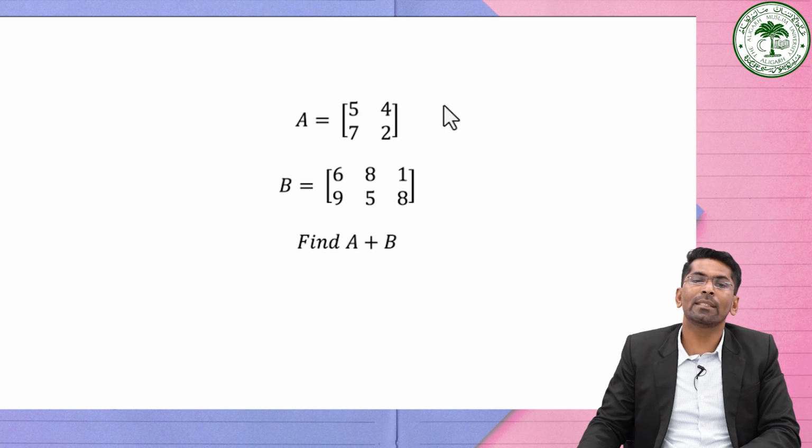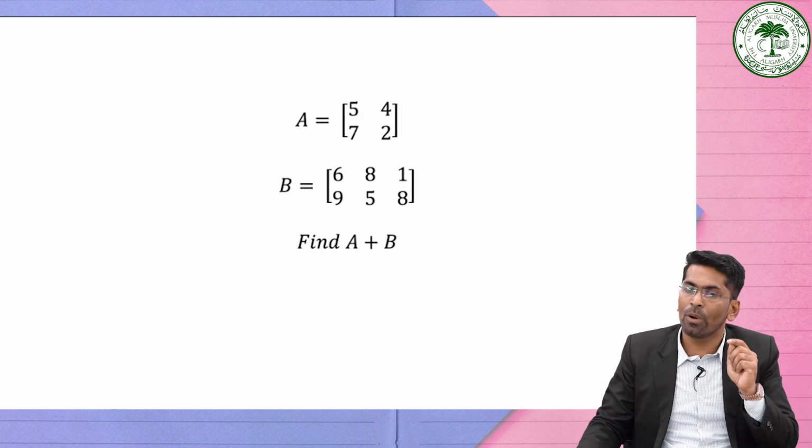No. In this case, matrix A has dimension of 2 by 2. That is, we have 2 rows and 2 columns. And matrix B is a 2 by 3 matrix. We have 2 rows and 3 columns as well. So, since the number of rows and columns are different between the two matrices, matrix addition is not possible. In this case, the matrix addition is not possible.